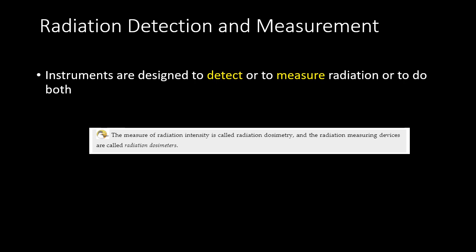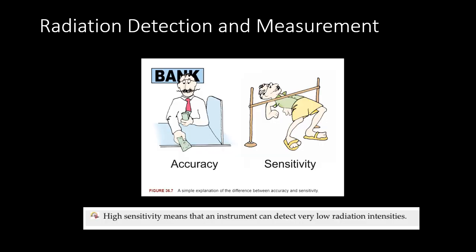Our next topic is radiation detection and measurement. These instruments are designed to detect or to measure radiation or to do both. The measure of radiation intensity is called radiation dosimetry, and the radiation measuring devices are called radiation dosimeters. So accuracy is how correct or accurate something can be, but sensitivity is that an instrument can detect very low radiation intensities.